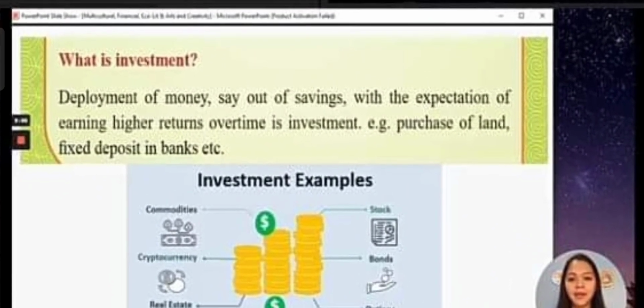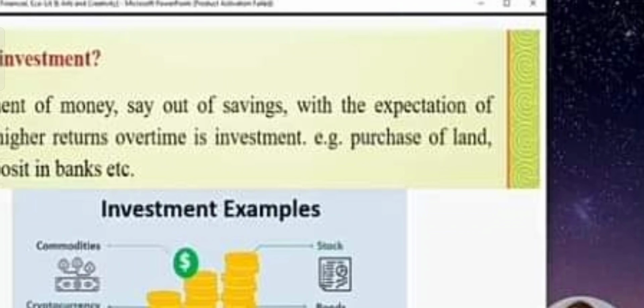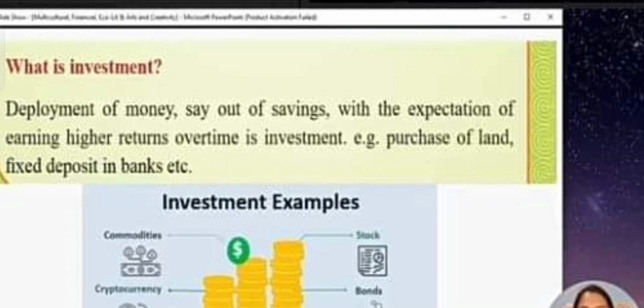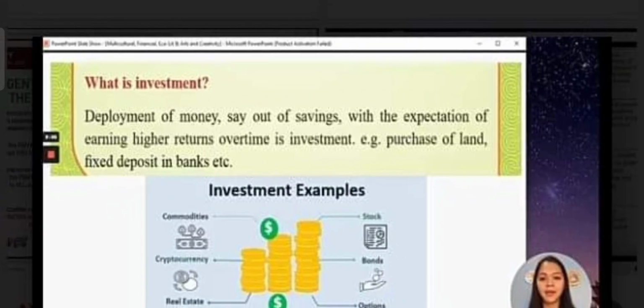So what is investment? When we talk about investment, this is a deployment of money out of savings, with the expectation of earning higher returns over time. For example, the purchase of land, a fixed deposit in a bank, and so on. So this is investment. If you have 50,000 a month, and you put 30,000 a month in the bank, then at the end of probably 5 years, you can have your house already. That is your investment.